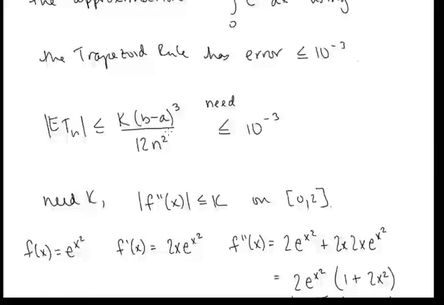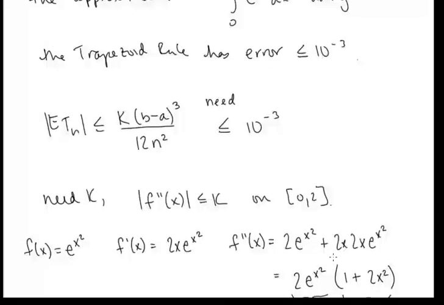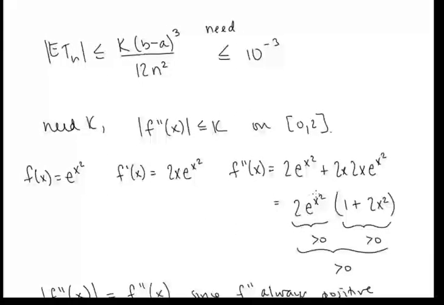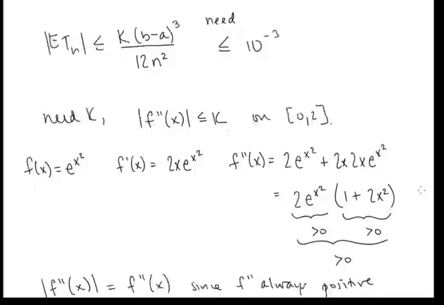So what do we need in order to make this inequality here? We need a K value, which is a bound on the absolute value of the second derivative. So let's take our second derivative. We've got f of x equals e to the x squared. By the chain rule, f prime is 2x e to the x squared. And then by product and chain rules, we get our second derivative, which I wrote in factored form, 2e to the x squared times (1 plus 2x squared).